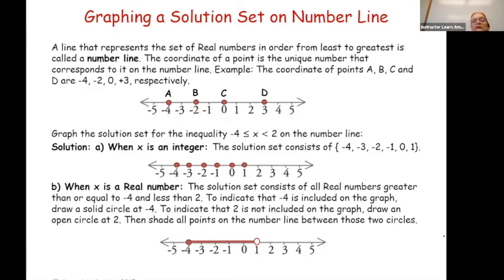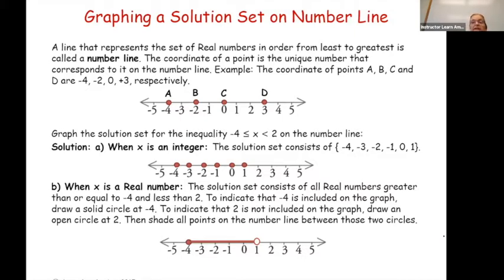Now we want to look at graphing a solution set on a number line. We've worked with number lines before. You know that the real numbers are represented on the number line in order from least to greatest, and that we show points on the number line with numbers that are called the coordinates of those points. And the point has a coordinate that is a unique number that corresponds to it. So if a point has the coordinate 3, it can't have a different coordinate at a different time of day. If its coordinate is 3, its coordinate is 3. And that number is unique.